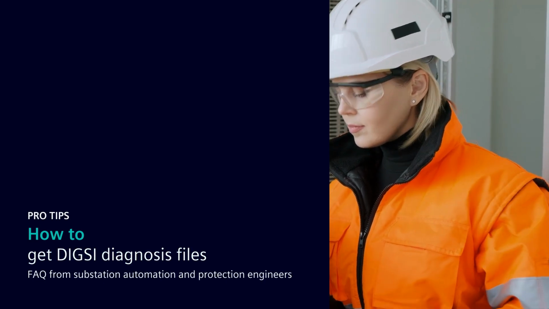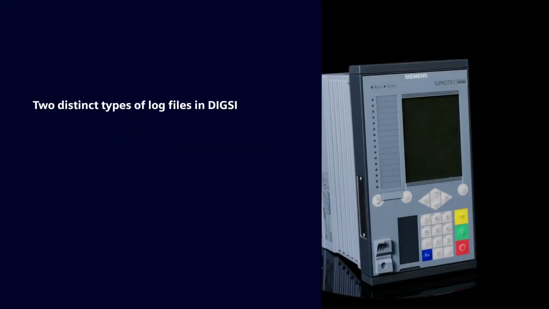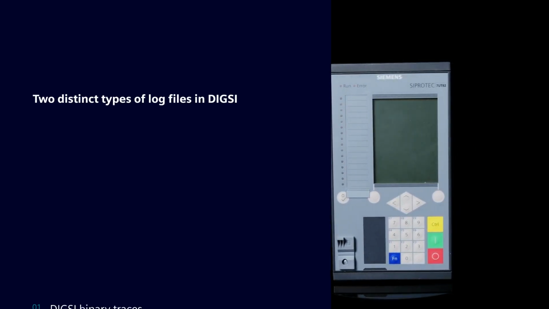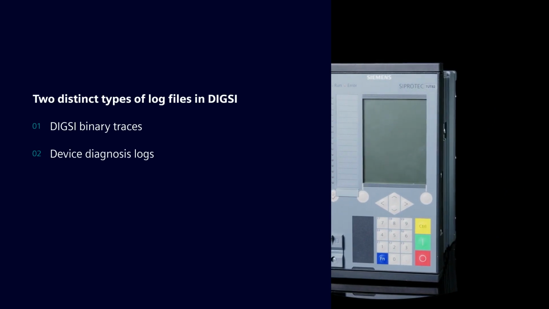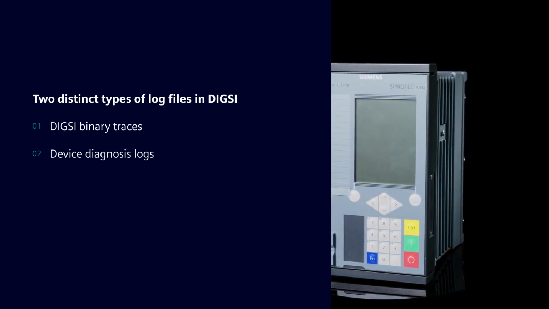Today, we want to show you how to get DIGSI diagnosis files. In DIGSI 5 there are two types of log files available: the DIGSI binary traces and the device diagnosis logs. In this tutorial, we'll guide you seamlessly through the process of retrieval.